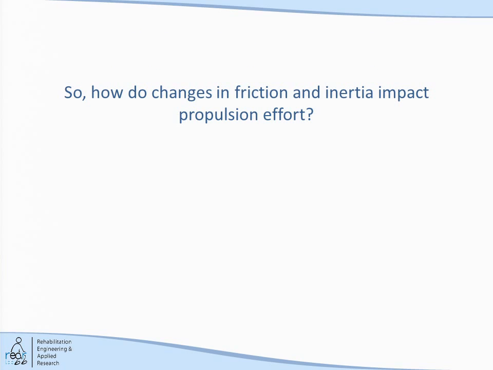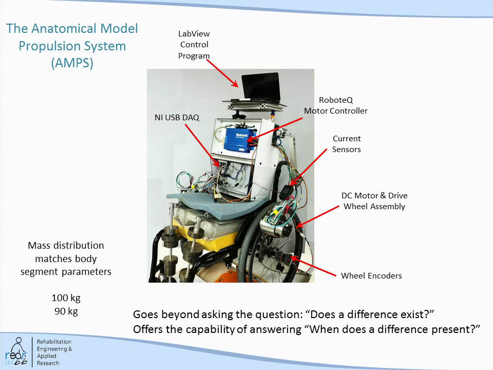So, how do these things affect effort? So we built a robot. The robot's sort of this mass, and this mass is variable, but we have a mass distribution that matches body segment parameters, right? So you want a certain amount of mass in the torso, you want a certain amount of mass on the legs, you want some mass in the pelvis and the thighs, and you distribute that mass because you want to match a human subject. And we've configured it to a 100 kg person and a 90 kg person on the floor. And then you have motor controllers. You have to run a program to control everything. And then you have these DC motors and drive wheel assemblies that drive the drive wheels.